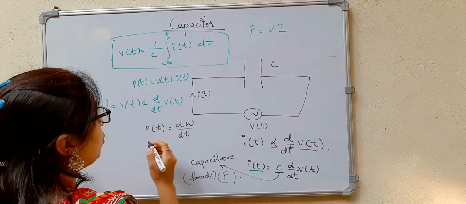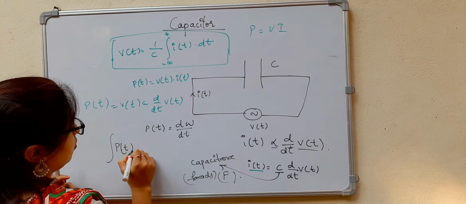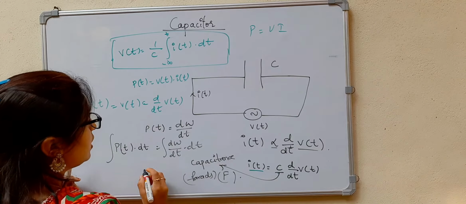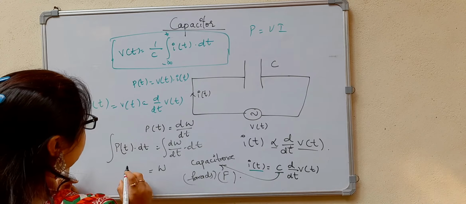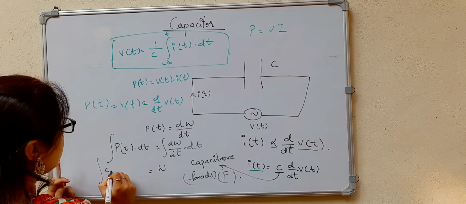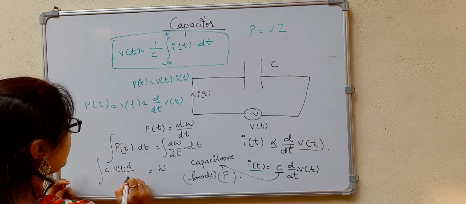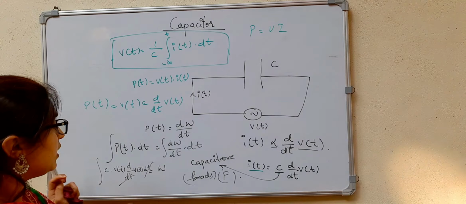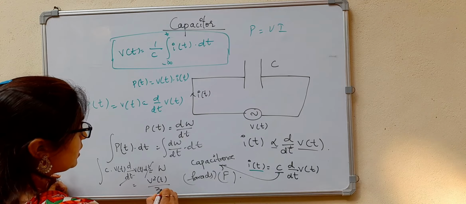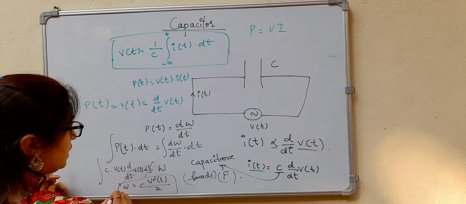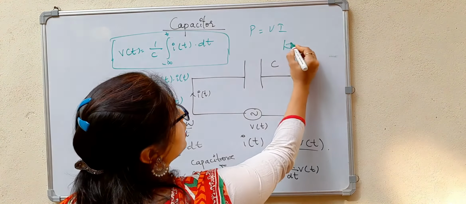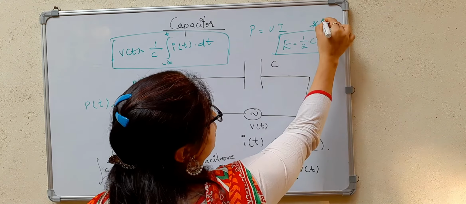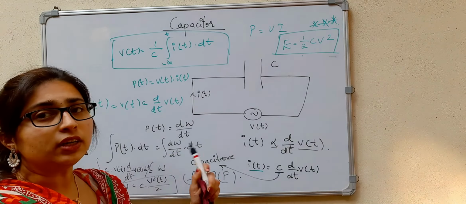So if I integrate on both the sides, the integral of dw by dt dt is equal to w, and here you will get the integral of C V of t d by dt V of t dt. So the dt gets cancelled, and the integral of V of t dV is V square of t divided by 2, C being the constant. So W is equal to this much. That means the energy stored in the capacitor will be equal to half C V square. This is also an important formula. This is the energy stored in the capacitor.